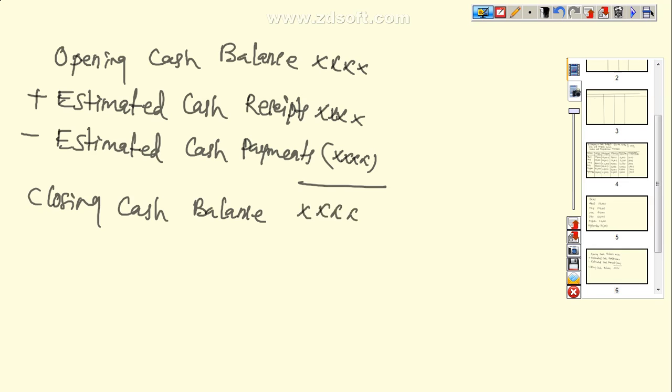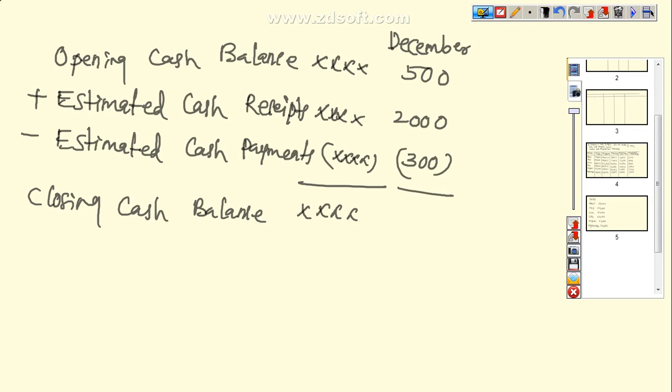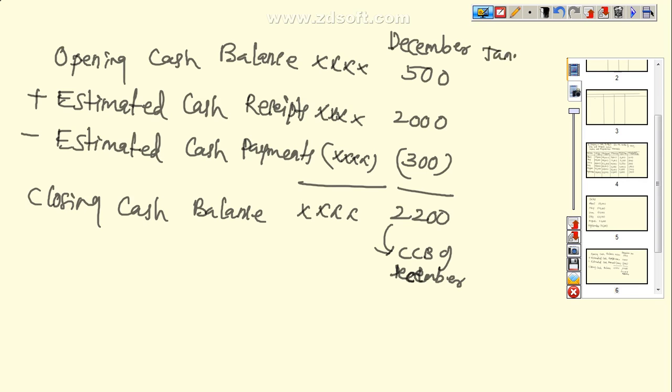Let me take an example. Suppose December opening cash balance is 500, estimated cash receipt for example 2000, and estimated cash payment is 300. Now 500 plus 2000 minus 300, that is my closing cash balance, that is equal to 2200 of December. This closing cash balance of December will become the opening cash balance of next month, that means January.